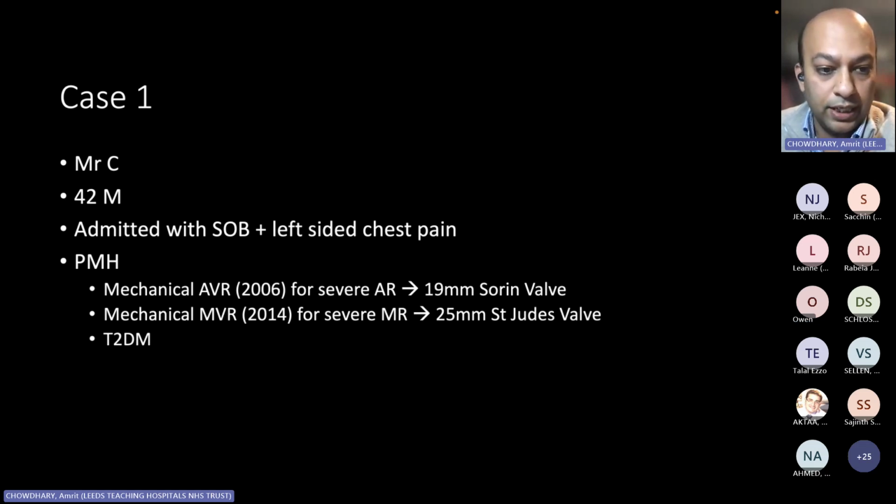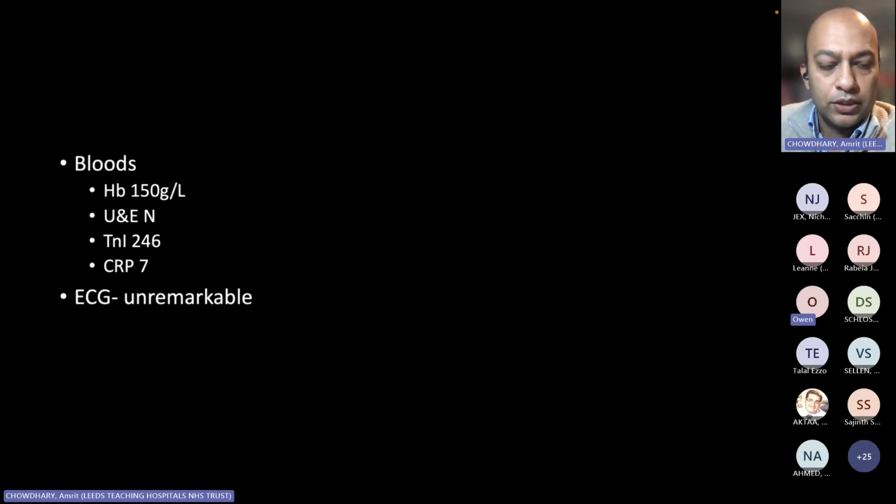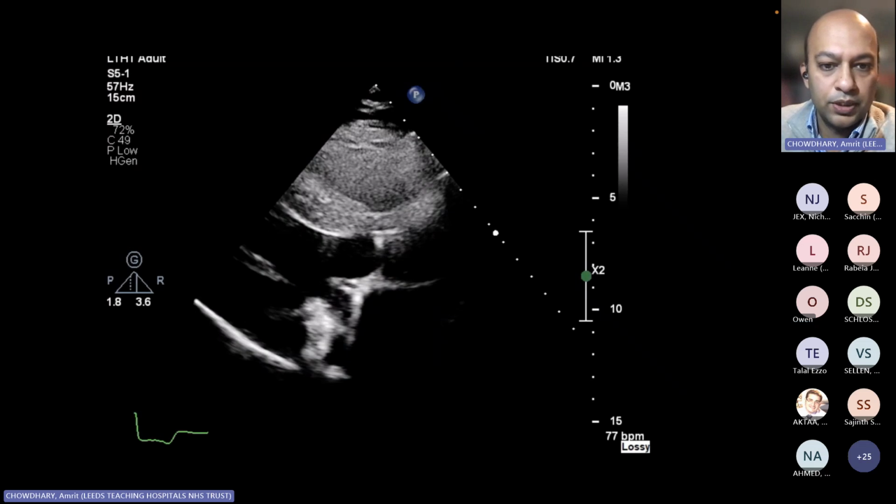Almost 8 years after that, he then had a mechanical MVR for severe MR and had a 25 millimeter St. Jude's valve put in. Other thing of note was that he was type 2 diabetic. He got admitted. These were his blood tests, which were pretty unremarkable. Troponin was marginally raised, but it was non-dynamic. The ECG was pretty unremarkable.